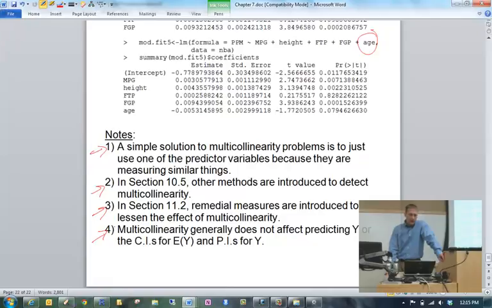multicollinearity though does not affect predicting y or the confidence interval for the expected value of y, or prediction intervals for y. So if your goal is just prediction of y, and that's it, where you don't care about interpreting the effects that x1, x2 have on y, multicollinearity is not as bad of a problem to have, or not as big of a deal, I should say.